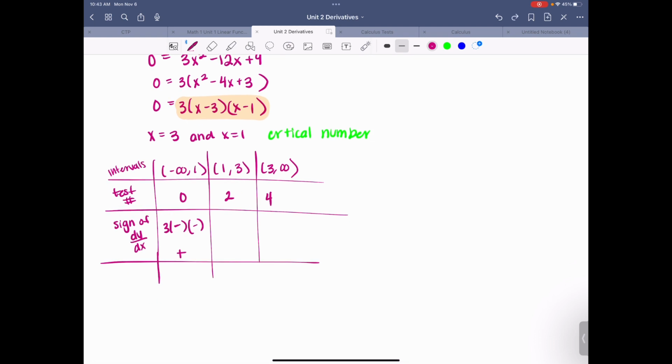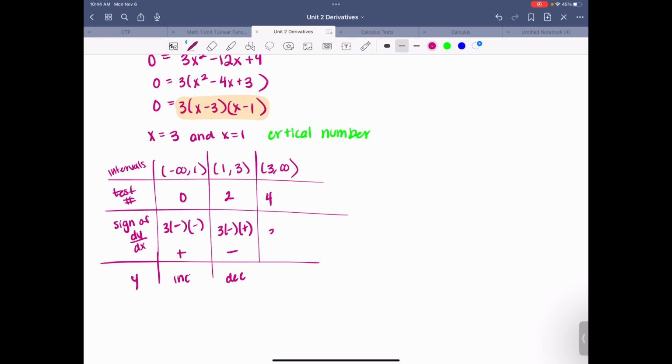So f of x, or the way that my function y is behaving, is going to be increasing because my first derivative is positive. I'm going to do this again with my other two numbers, 2 and 4. I take 2, using the factored form, and plug that in. 2 minus 3 is negative 1, and 2 minus 1 is positive 1. I don't care about the actual value. I just care whether that is a positive number or a negative number, because that tells me, in this case, that my function is decreasing since my first derivative is negative.